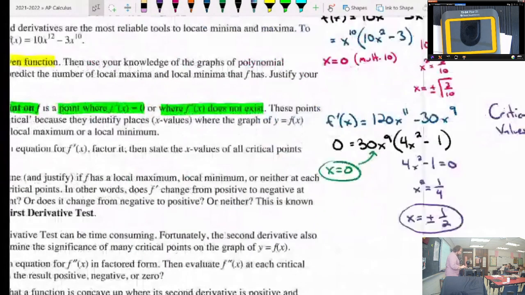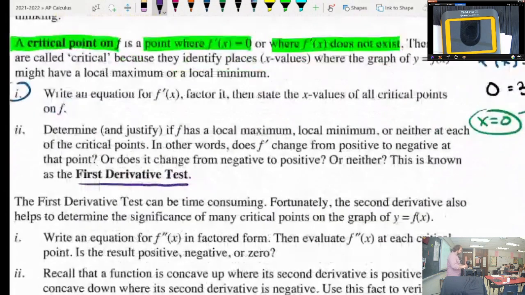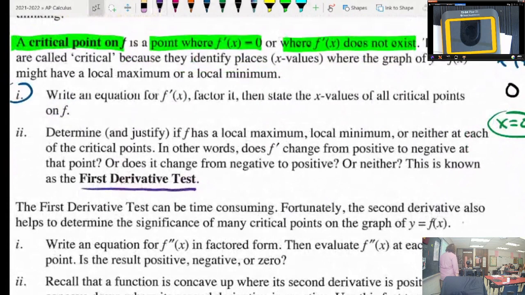Now comes the time where we learn about the first derivative test, which we actually have used a bunch of times in the past without calling it that. What we're going to do is determine and justify if those zeros or critical values are local maximums, local minimums, or neither at each of the critical points.